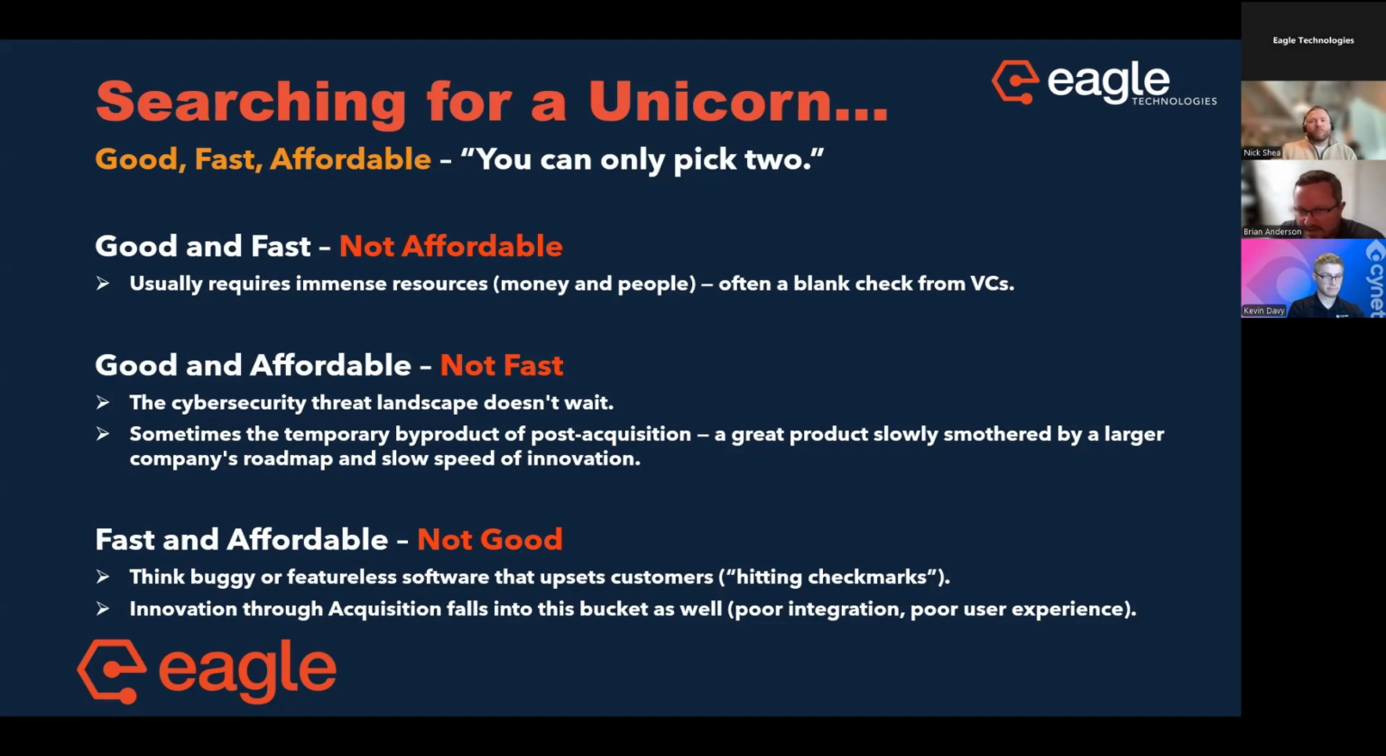And then finally, fast and affordable, but not good. I'm probably least fond of this group, right? So think of companies that are more focused on marketing, getting check marks, claiming they have features, but the user experience is bad, right? The product doesn't work. They don't integrate well.